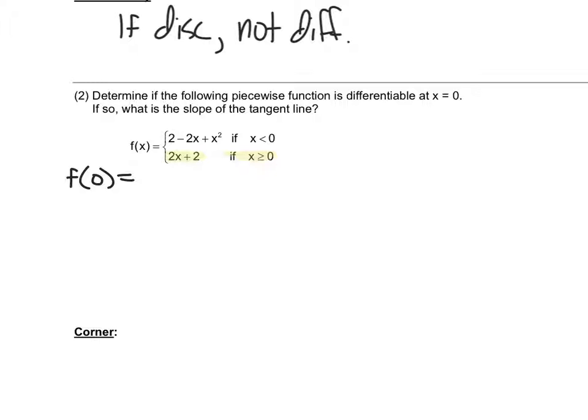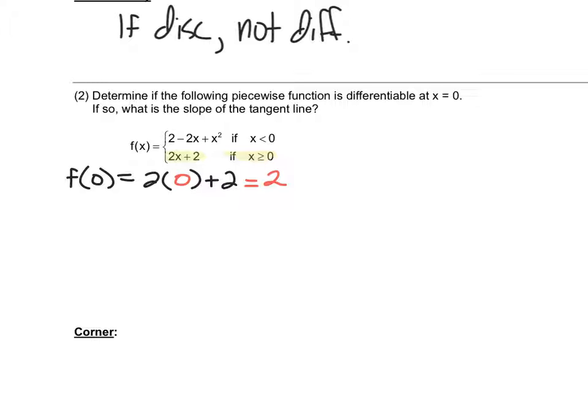So, oops, do that all the time. 2 times 0 plus 2 would give us a result of 2. So we do have a point there. All right? So we know that the graph at least exists at the x value of 0.